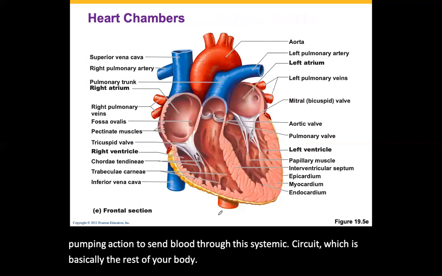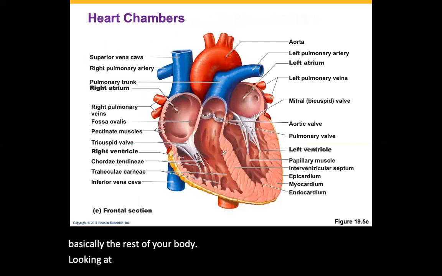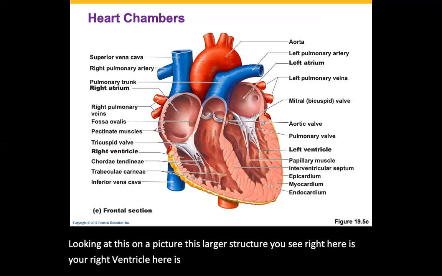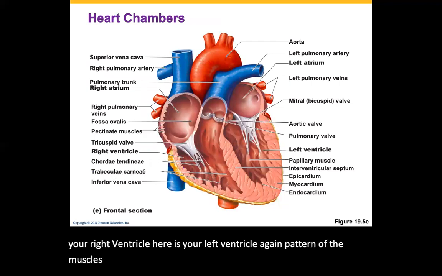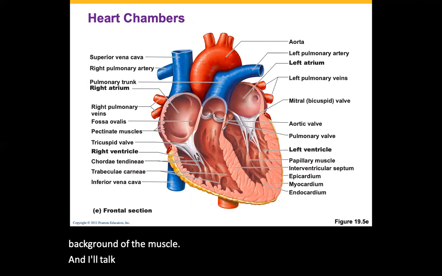Looking at this on a picture, this larger structure you see right here is your right ventricle. Here is your left ventricle. Again, the pattern of the muscles that you see here is called trabeculae carneae. That's the background of the muscle. And I'll talk about these other additional structures as we go through the PowerPoint.